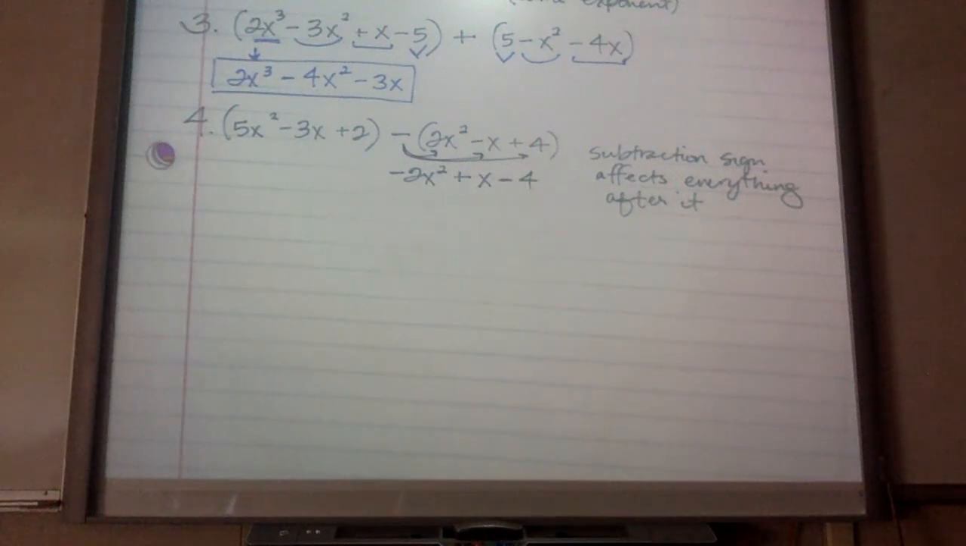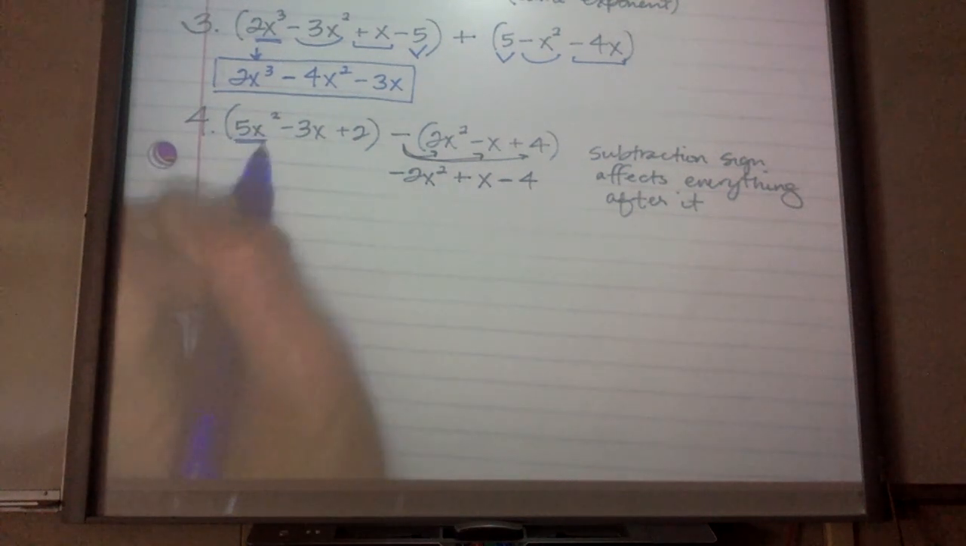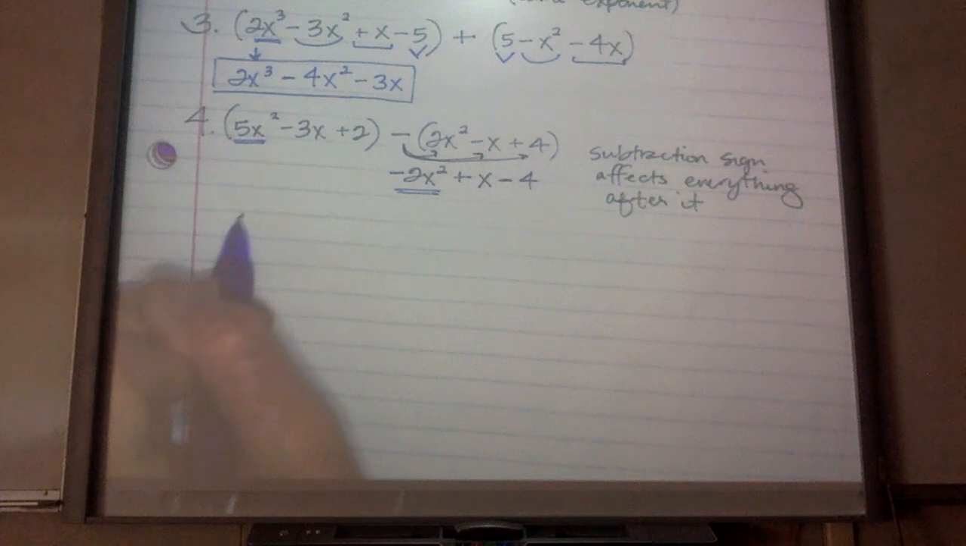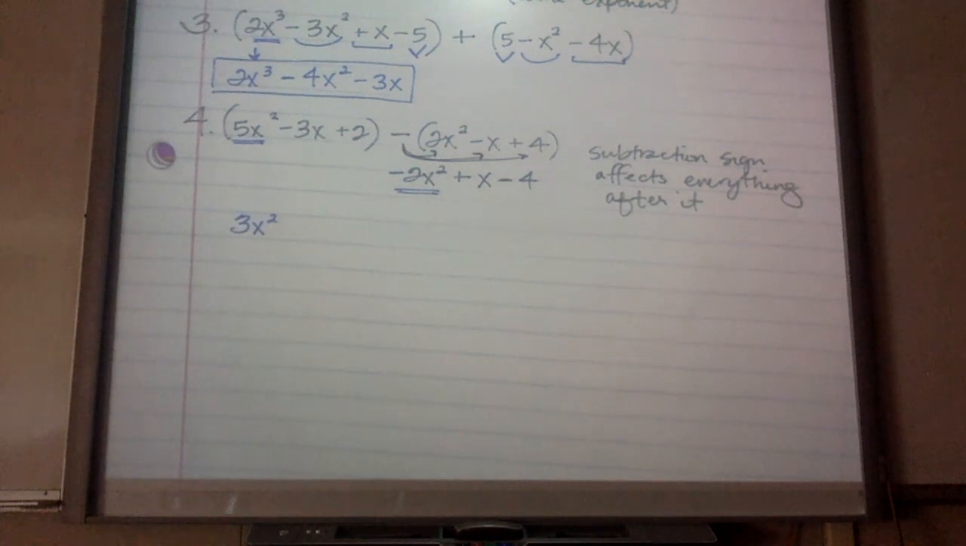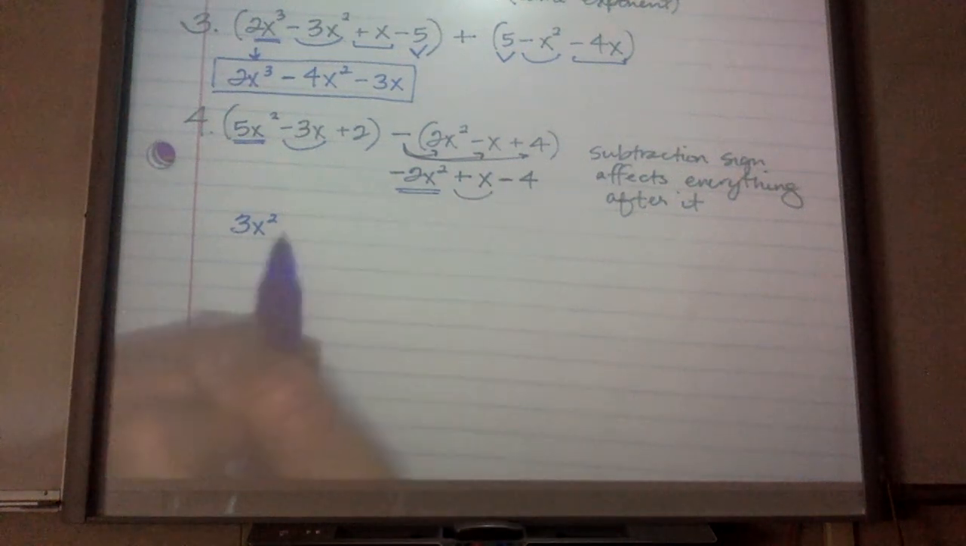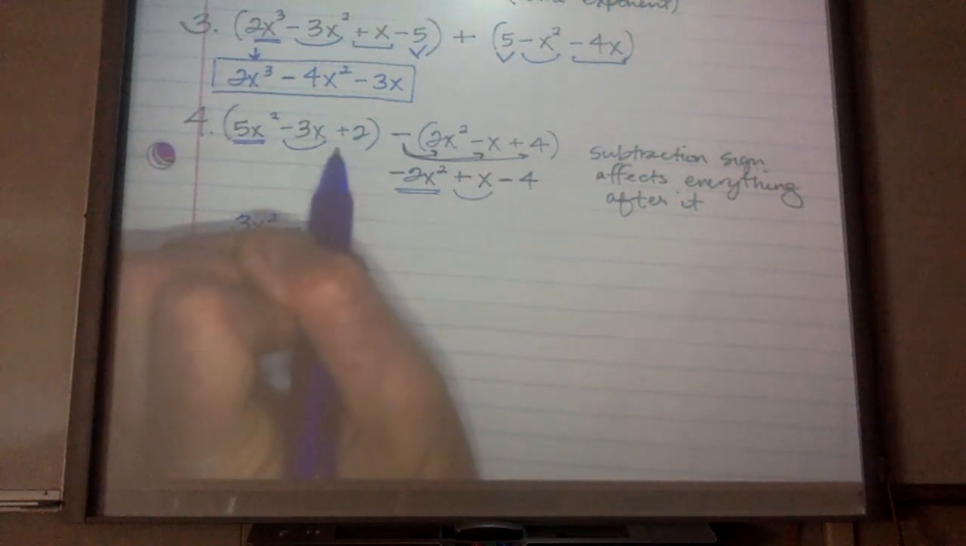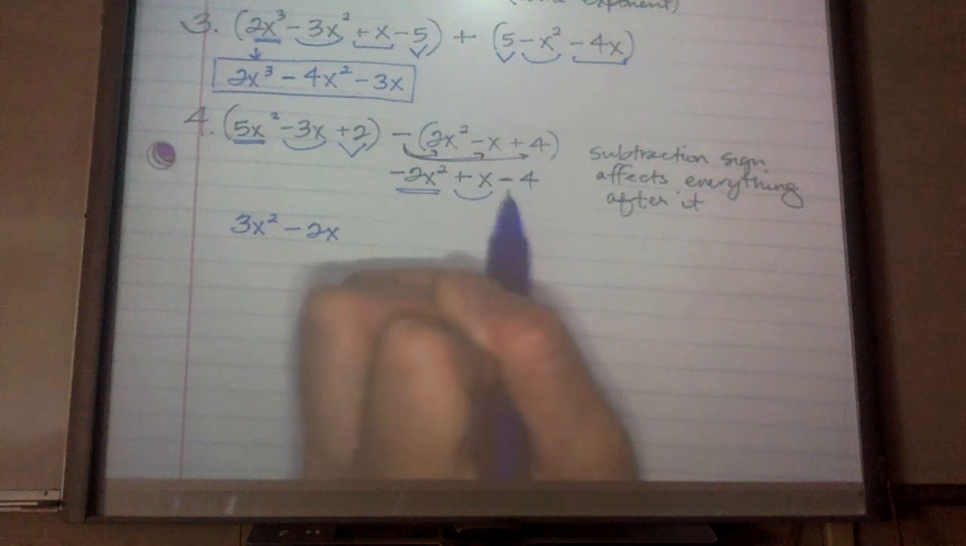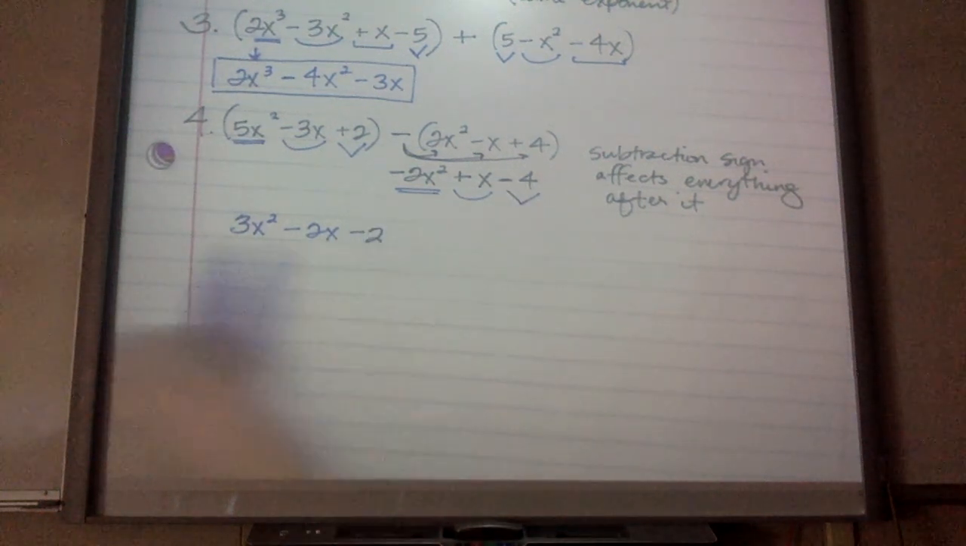And now I would simply combine like terms. So 5x squared minus 2x squared is 3x squared. Okay? Negative 3x plus x is negative 2x. Positive 2 minus 4 is negative 2. So that is my final answer.